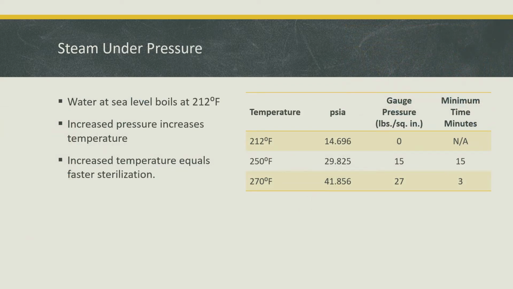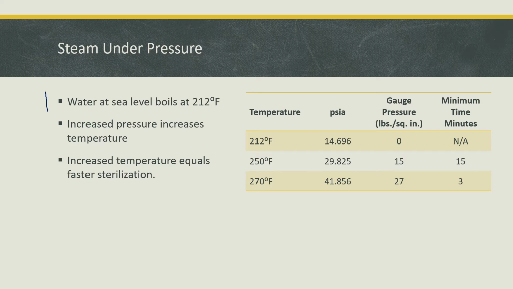All right, steam under pressure. First thing, let's ignore everything on the right side of the page here to begin with, and let's look at these three principles here. First, water at sea level will boil at 212 degrees Fahrenheit. So if you're in the mountains up at Denver, then that's going to boil at a slightly different temperature.